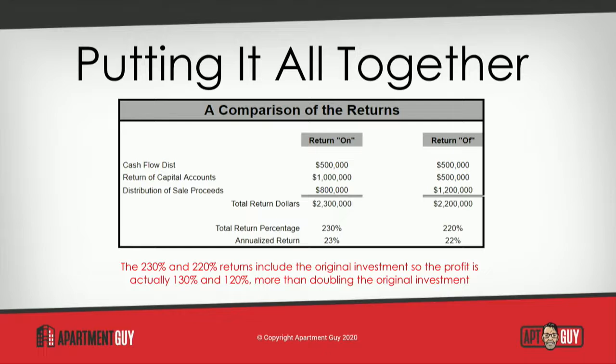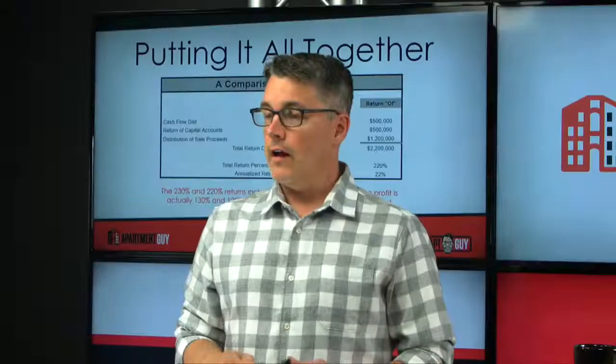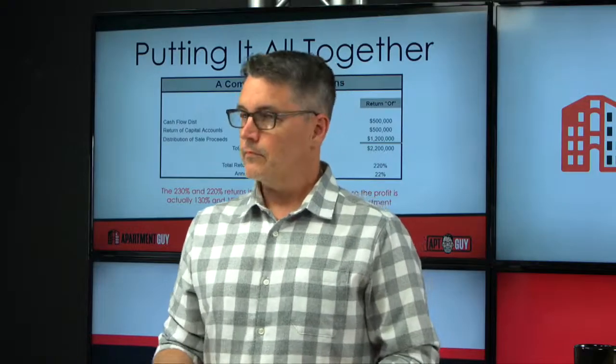The red at the bottom of the screen is kind of important here. The 230% and 220% returns include the original investment, so the profit is actually only 130% or 120%, more than doubling the original investment. So that's important to remember, right?